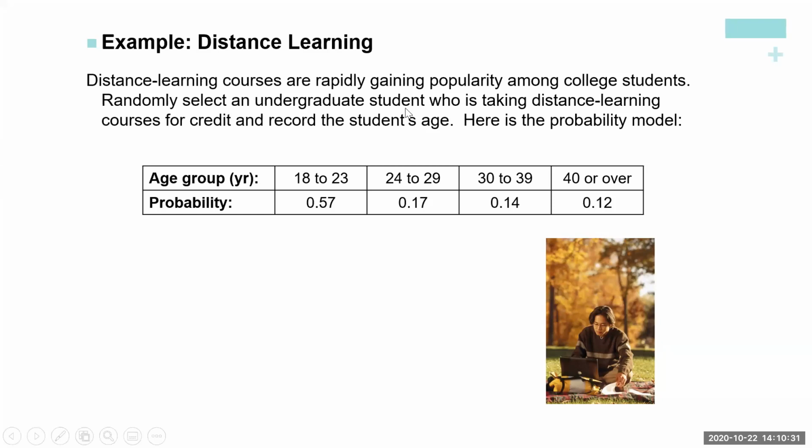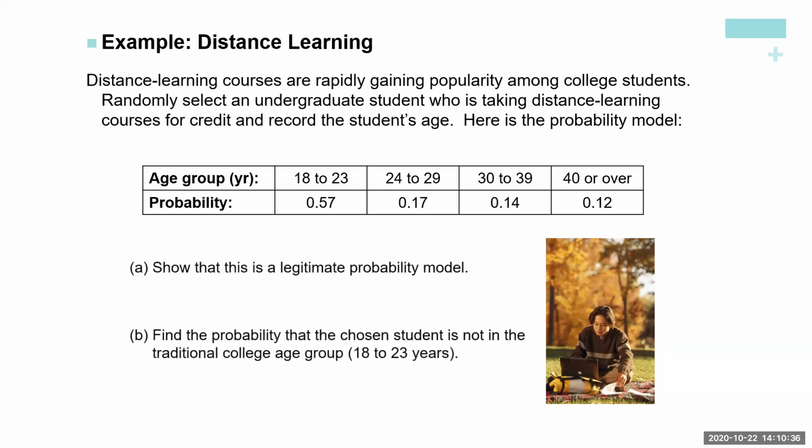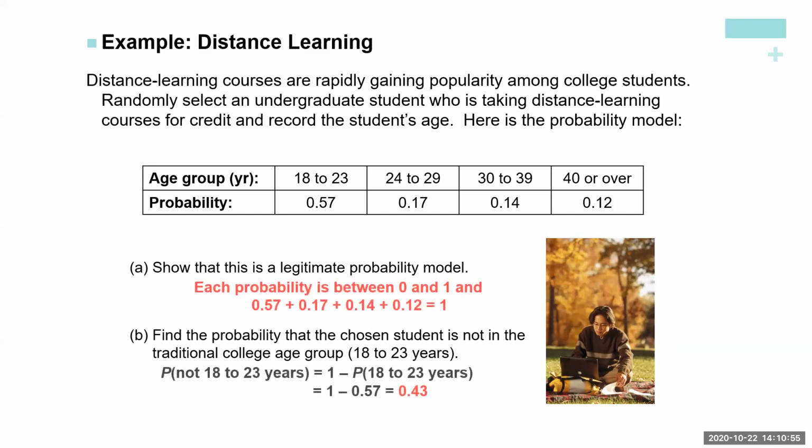Distance learning courses are rapidly gaining popularity among college students. Randomly select an undergraduate student who is taking distance learning courses for credit and record the student's age. Here's the probability model based on the ages. Show that this is a legit probability model. Well, to show that it's legit, we need to show that the sum is equal to 1. If we add up our whole sample space, 0.57 plus 0.17 plus 0.14 plus 0.12 does indeed equal 1, and no probability is less than 0 or greater than 1.